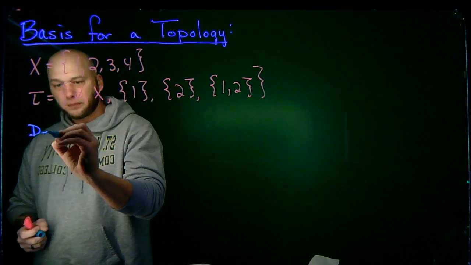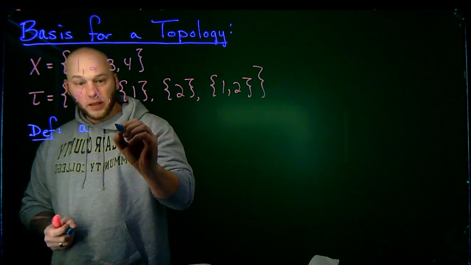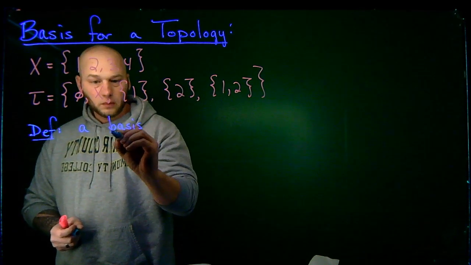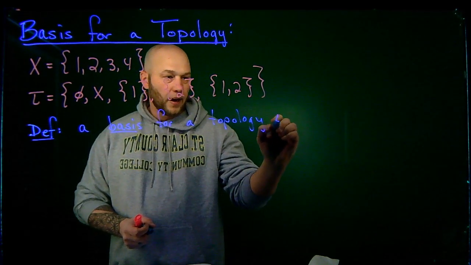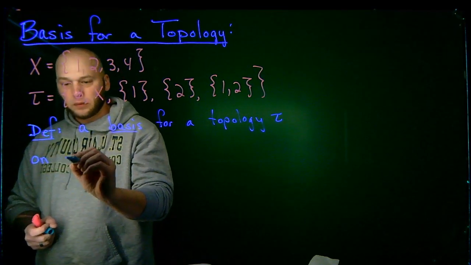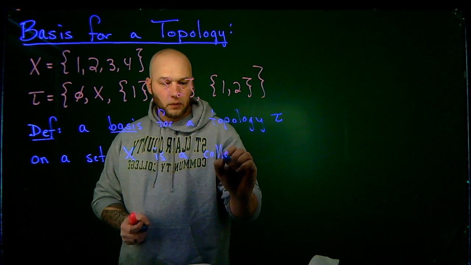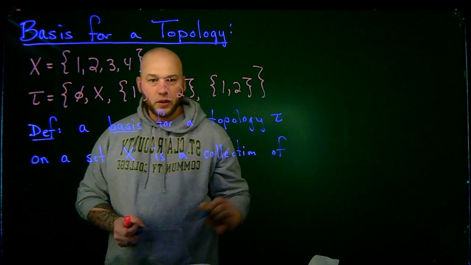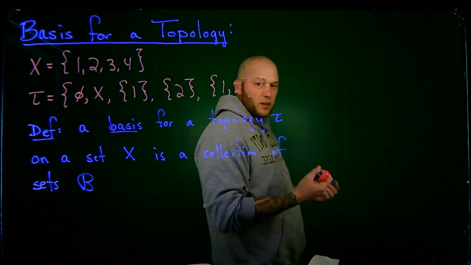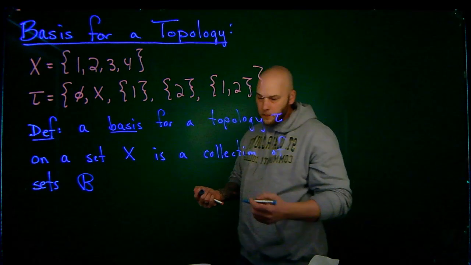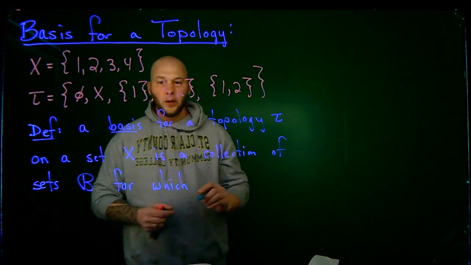So, definition. A basis for a topology tau on a set X is a collection of sets, usually written as script B. So a basis for a topology is a collection of sets B for which the following holds.